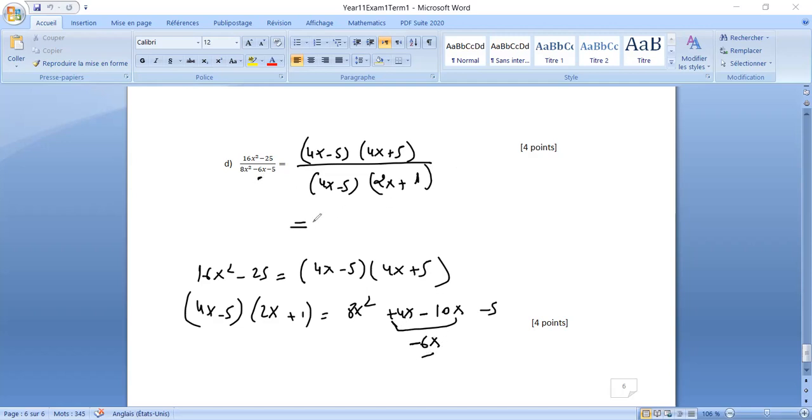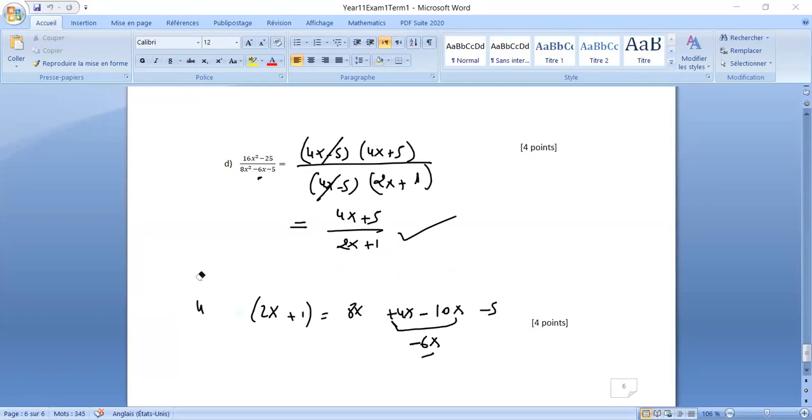So writing it like that, I can simplify by these two brackets. So I have 4x plus 5 divided by 2x plus 1. And this is the final answer that I need to write. To be honest, you don't need to show all of that. This is just for you. Just writing this is sufficient for you to get the whole grade.